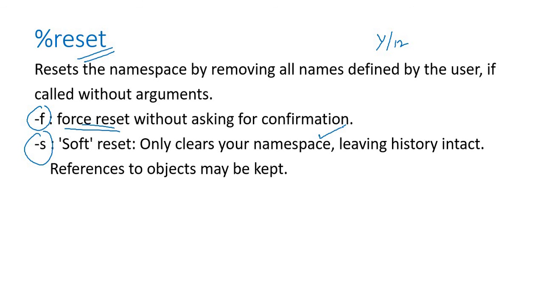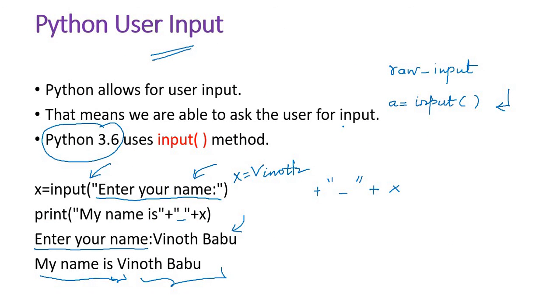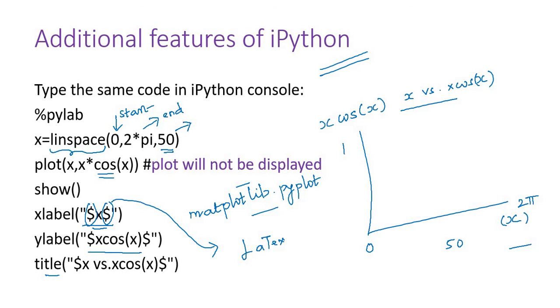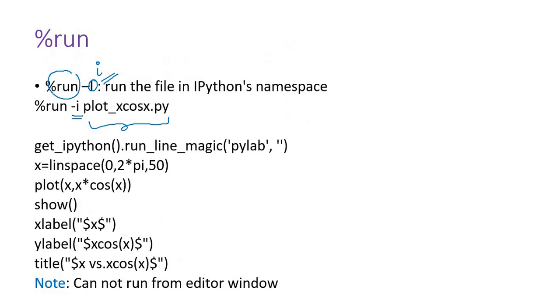So in this video we discussed the user input through the input method. Then we discussed some additional features of IPython: how to see the history of commands we have practiced, how to take certain commands, how to store them using the %save method, how to run them in the console using %run, and then how to clear the variables using reset. Okay, I'll stop here.